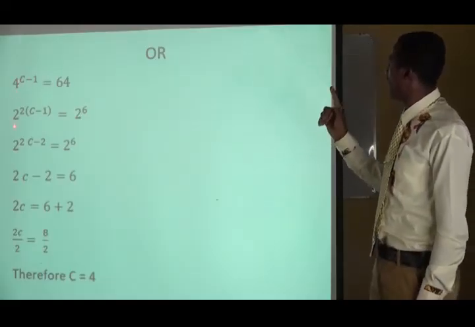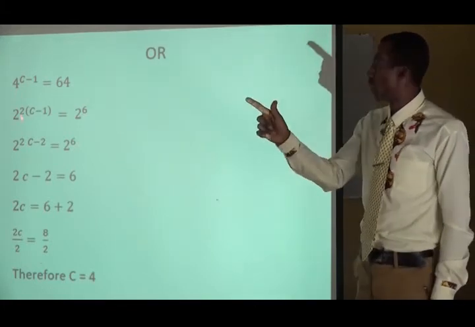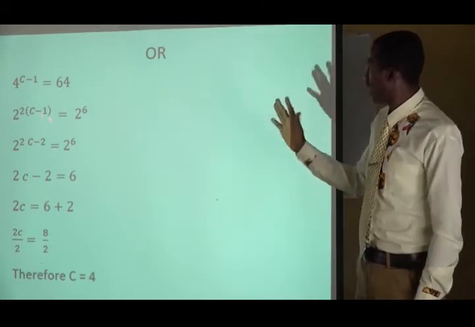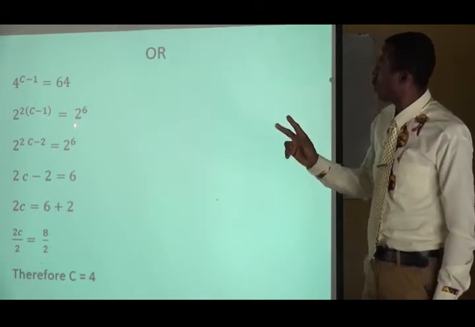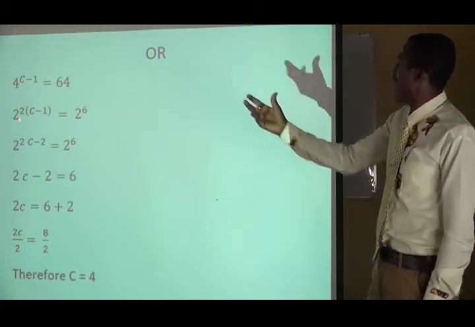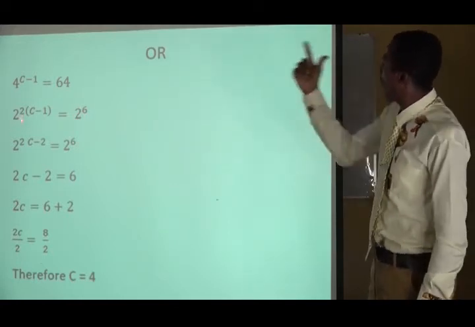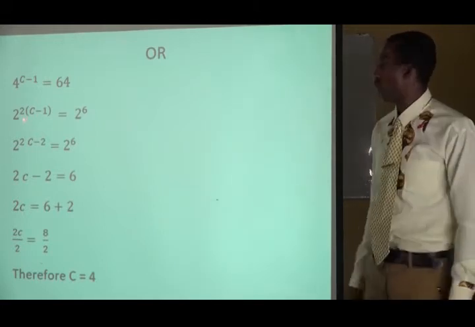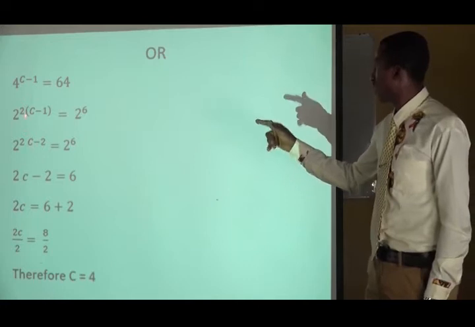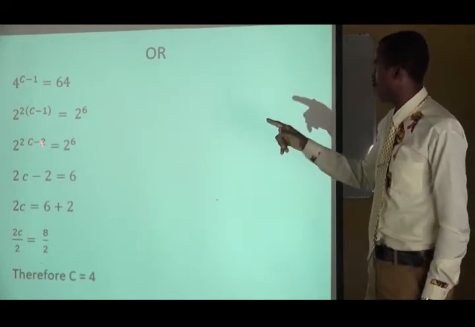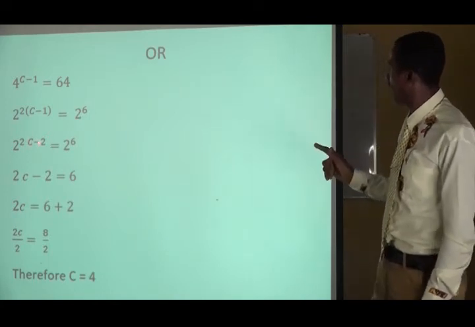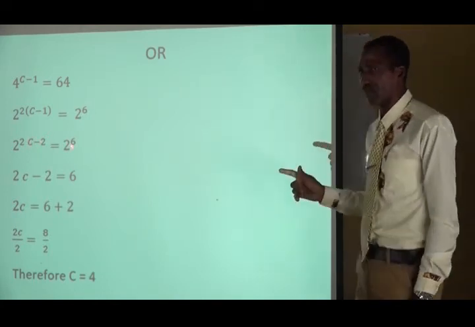4 can be written in index form as 2 to the power of 2 multiplied by the power c minus 1. That is the left-hand side, equals 64, which can also be written in index form as 2 to the power of 6. By removing the bracket of the power on the left-hand side, we are going to have 2 times c, that will give us 2c, 2 times 1, that will give us minus 2. So the left-hand side becomes 2 to the power of 2c minus 1 equals 2 to the power of 6.